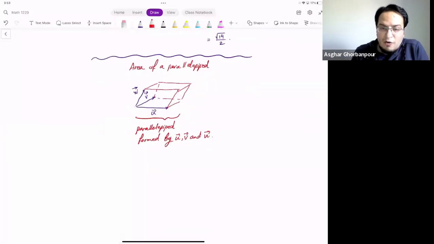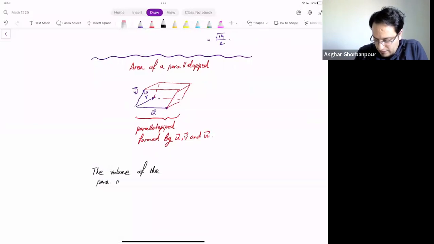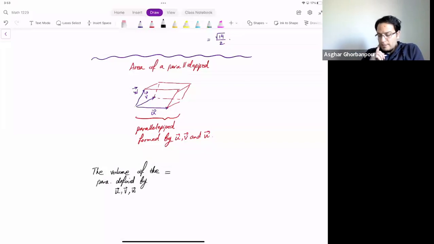We have a formula for the volume of a parallelepiped formed by three vectors, and this is the formula you need to know. So the volume of the parallelepiped defined by u, v, w is: you pick any two of these vectors, so u cross v. You take any two, it doesn't matter. You can take the first and last, first and second, or last and second. Doesn't matter. You cross product them. This is a vector. Then you dot product the third vector with the result of that cross product. So this was a vector, I dot product, and I get a number.